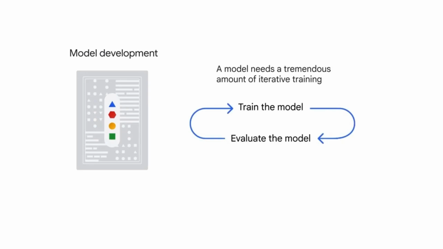The second stage of the ML workflow is model development. A model needs a tremendous amount of iterative training. This is when training and evaluation form a cycle to train a model, and then evaluate the model, and then train the model some more.